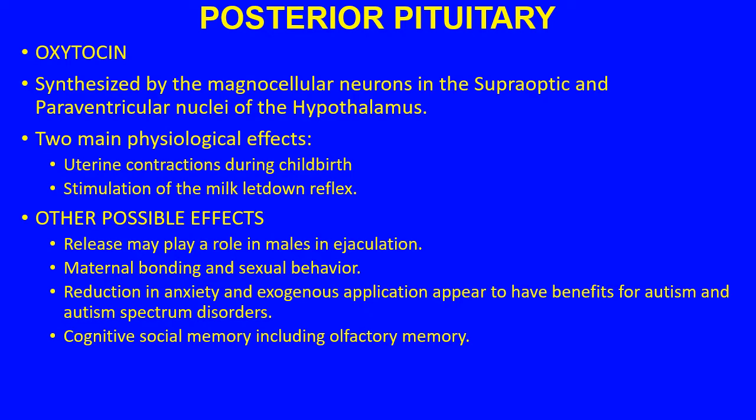Oxytocin is synthesized by the magnocellular neurons in the supraoptic and the paraventricular nuclei of the hypothalamus. They have two main physiological effects. The uterine contractions during childbirth, which we've mentioned before, and we're going to go into it in a little more detail this time, as well as the stimulation of what is called the milk letdown reflex. And I'll get more into that in a few minutes.